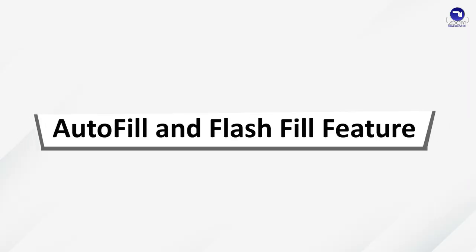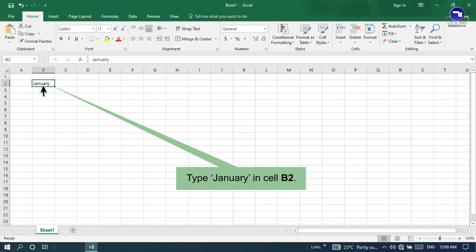Autofill and Flash Fill feature. Autofill. The autofill is the easiest way to fill data automatically in the worksheet cells. Do the following steps to fill data automatically in the worksheet cells. Type January in cell B2.